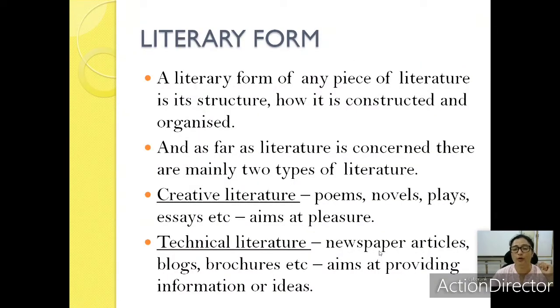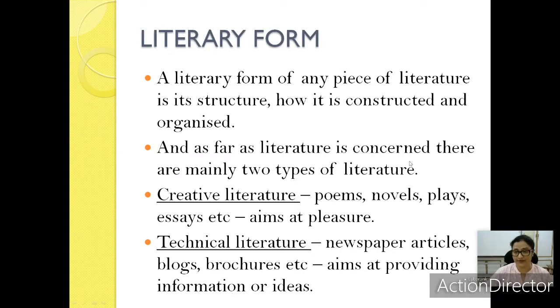A literary form of any piece of literature is its structure, how it is constructed and organized. We are not going into detail of the basic definition. You just have to understand that literary forms are pieces of literature which can be divided into four genres. They are already divided, and you study how they are constructed and how those structures are organized. That is what literary form is all about.